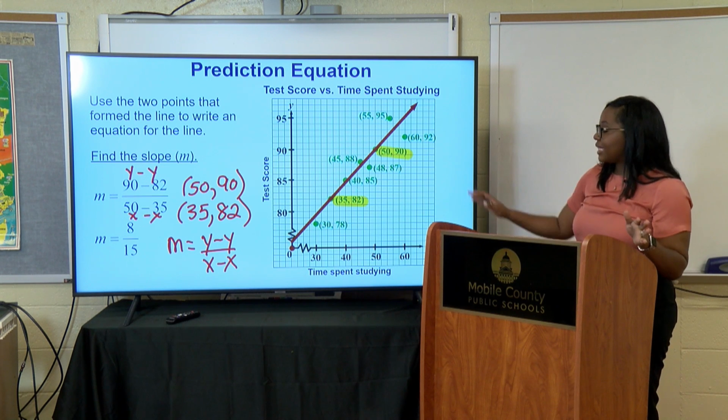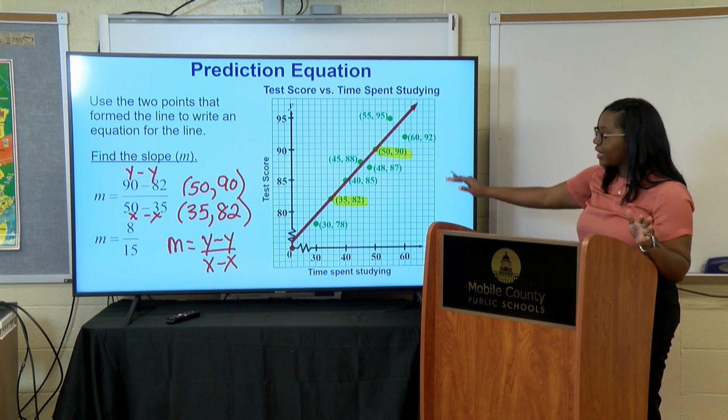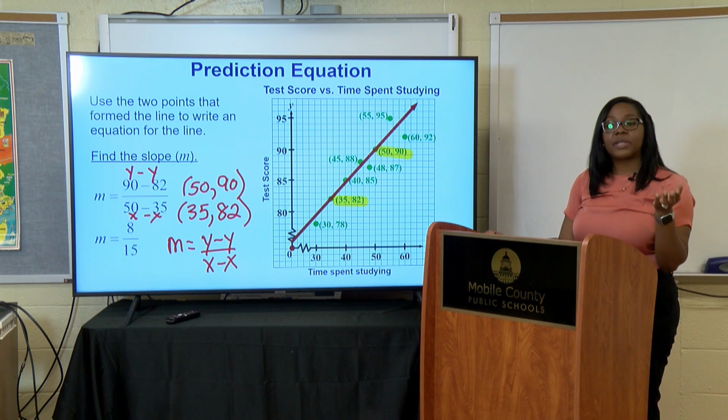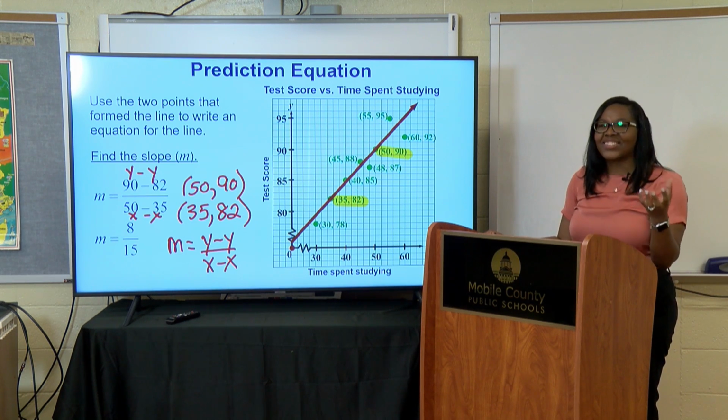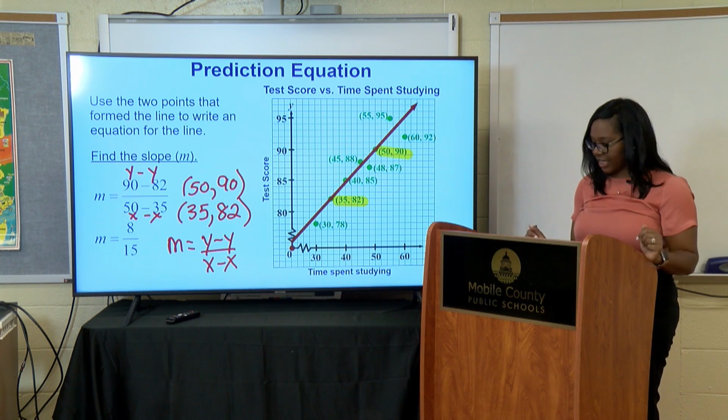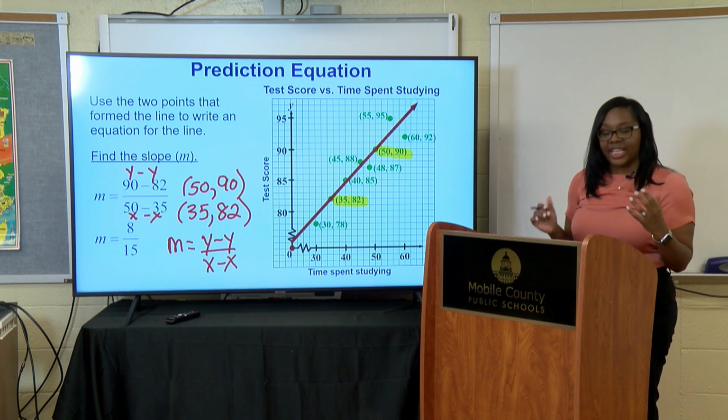That simply means in the context of our scatter plot, time spent studying to test score, for every 1 minute of studying, a student can expect to receive a half a point on the test score. So that's our rate, that's our slope.